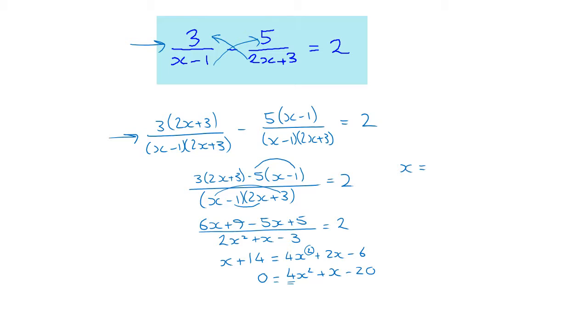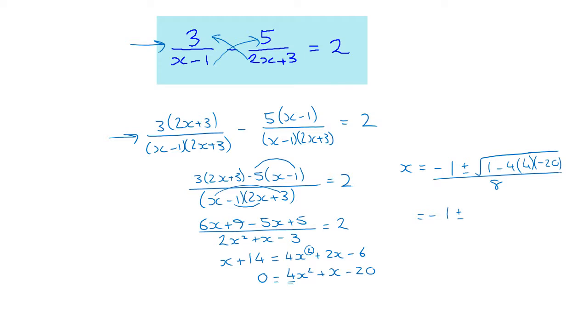So negative b, b being 1, 1 is in front of the x, plus or minus, square root of b squared. Okay, so 1 squared is 1, minus 4 lots of a, 4, c, minus 20. Just make sure that square root symbol goes all the way across. Over 2a, I would tidy this up.